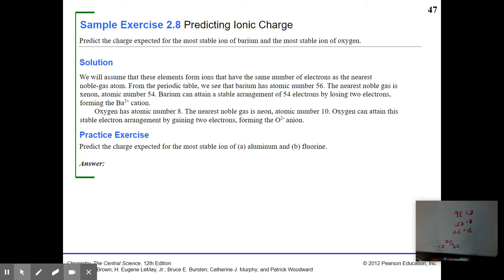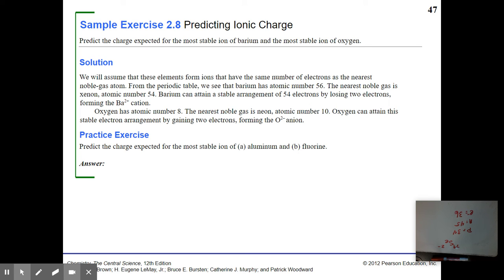Fluorine. Can you find it? 9. It's in group 7A. What family is this? The halogens. Very good. You're number 9, so how many protons? 9. How many electrons? 9. Again, we always start off at a neutral template.